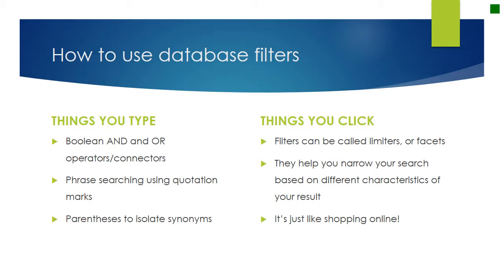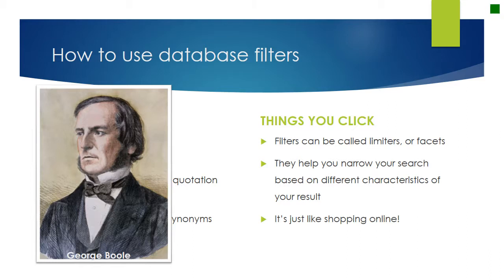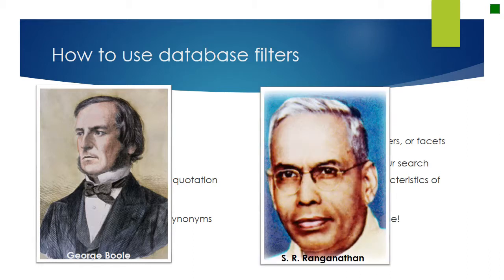It is the same with databases, only you're clicking on the type of document you want, an article from a journal or a news story, the publication date, and other characteristics. Thanks to 2 mathematicians, George Boole, who gave us Boolean logic, and S.R. Ranganathan, the father of library science and inventor of the concept of faceted searching, your online shopping and your database searching just got a whole lot easier.